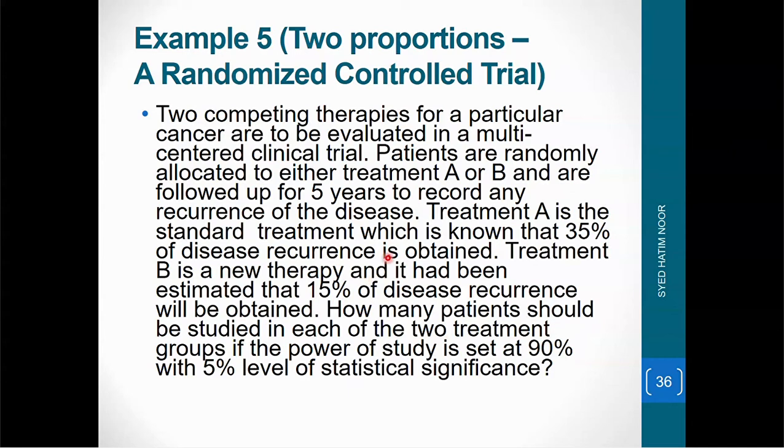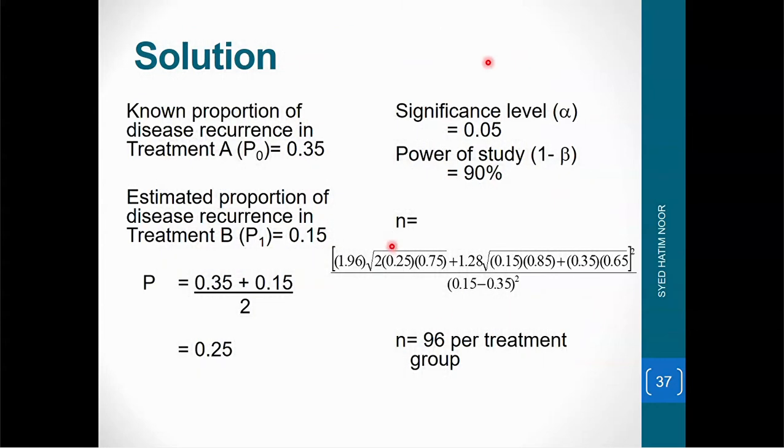So put it in the formula. This is the formula, we use the third formula. So we got 96 per treatment group. Remember, you calculate two means or two proportions, this is for a single group, per group, so you have to multiply with 2. So 96 per group multiplied by 2, plus the dropout rate, then you get your final sample size.